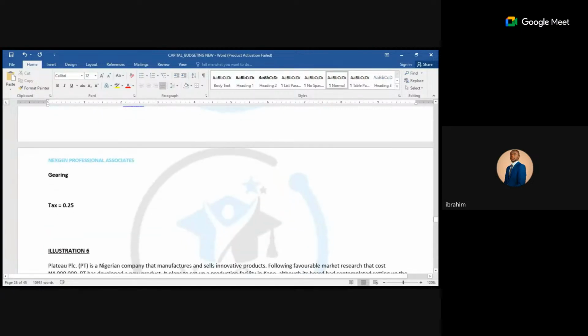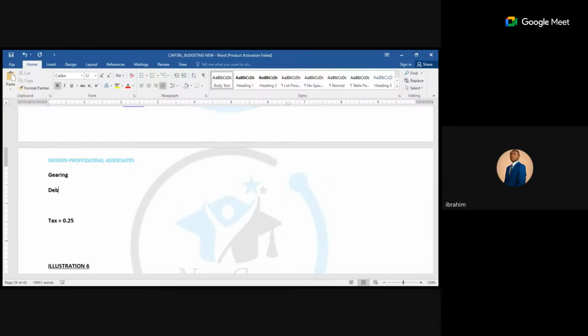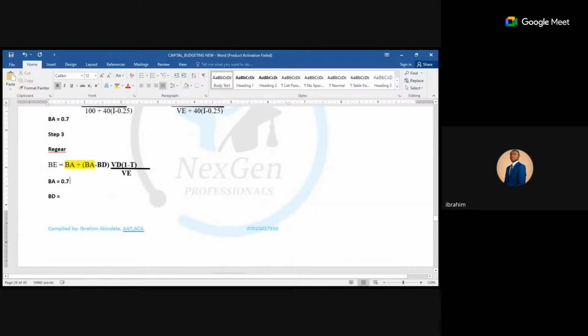Right, so debt to equity to be 30%. Meaning that the market value of debt will be 30, then equity will be equal to 100. So where is our formula? We can come here.